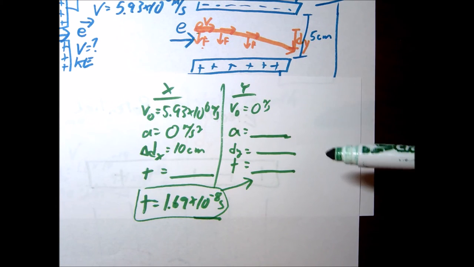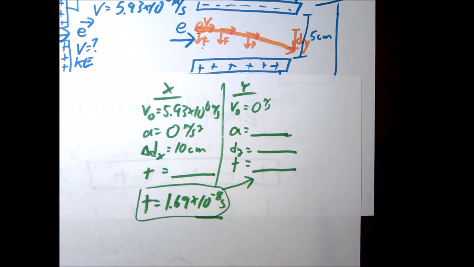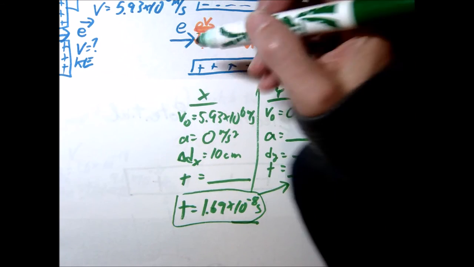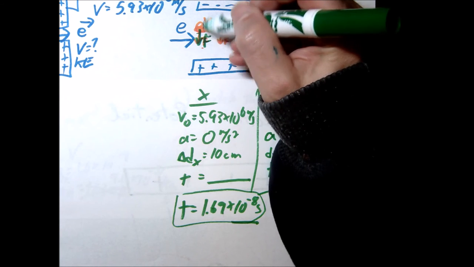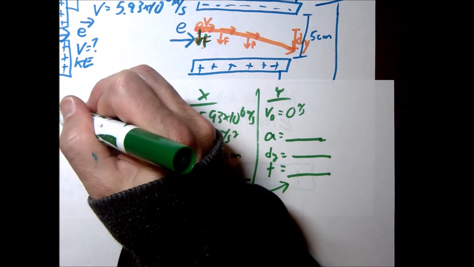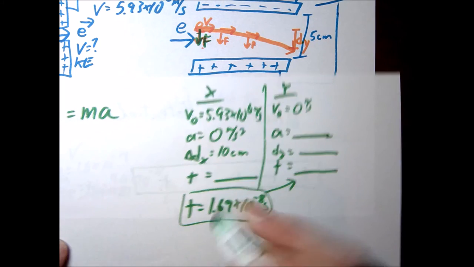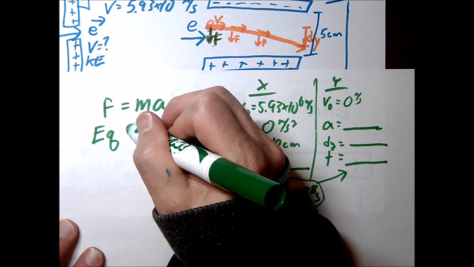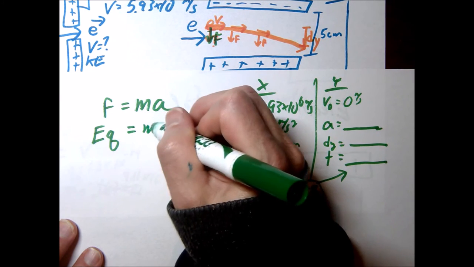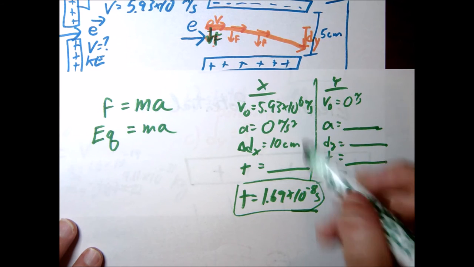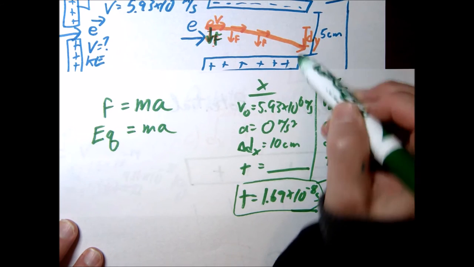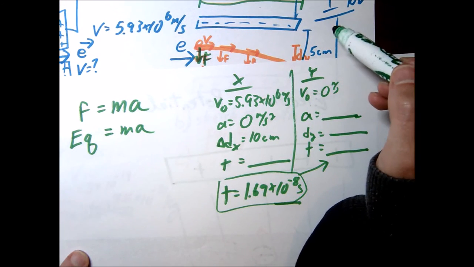If you haven't done that already, why don't you push pause, see if you can solve the acceleration on your own. So as you see from here, we do have a force pushing down. And as usual, we're just going to use our F equals ma. In this case, our force comes from this electric field, so we can write this as F equals EQ equals ma. Now, I didn't give you the electric field, but I did give you the voltage, or the electric potential across the plates, which we said was 10 volts right here.